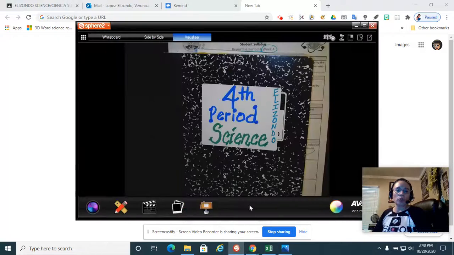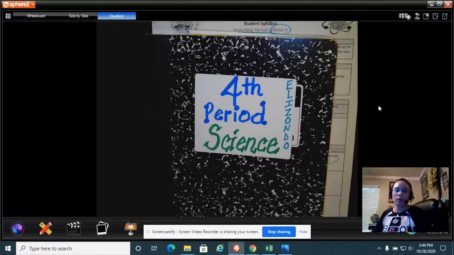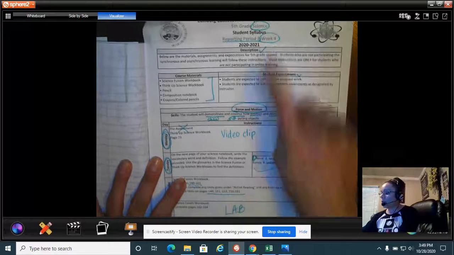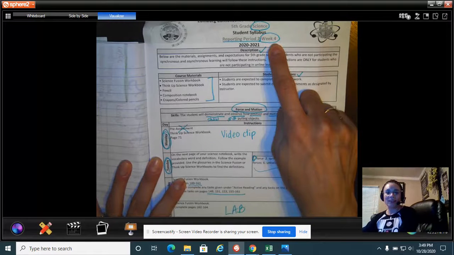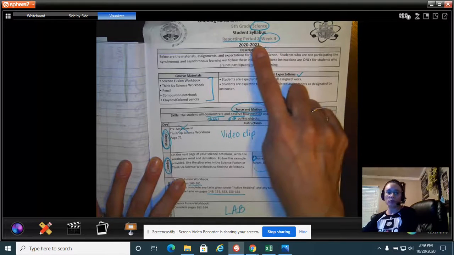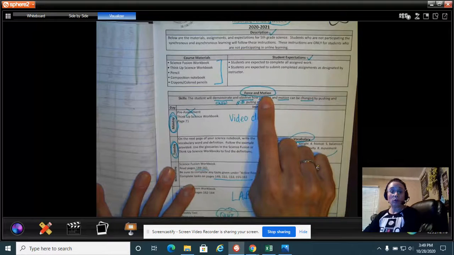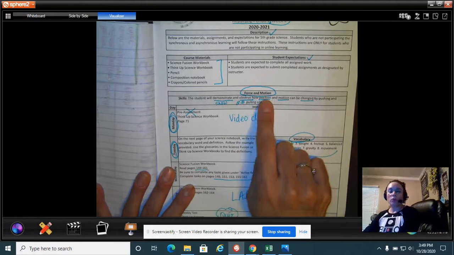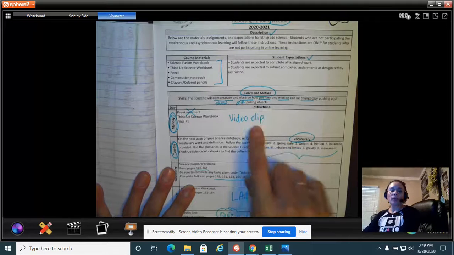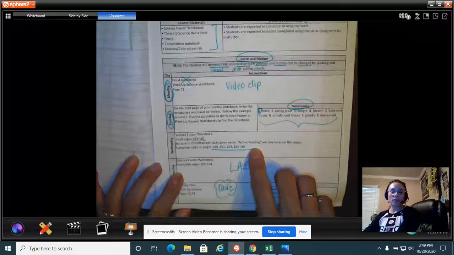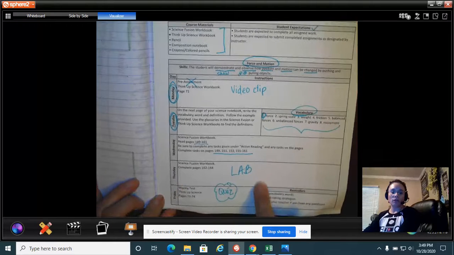So, let me show you my science notebook. I'm using fourth period again. So, this is my science notebook. If I open it up, you'll see my syllabus. It is for week 4 in science for reporting period 2. It gives me the expectations, it gives me what I need to learn as a fifth grader, what I'm responsible for. I have Monday, Tuesday, Wednesday, Thursday, and Friday.